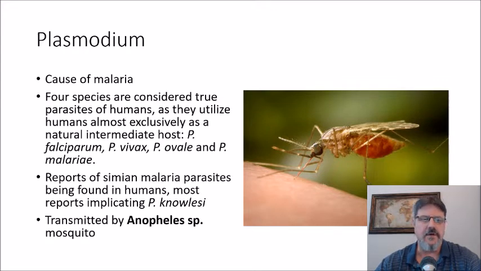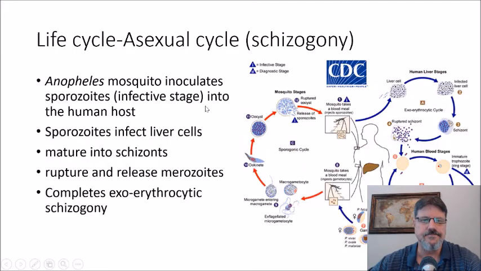Then there are other simian malarial parasites that have been found in humans that cause disease. And we see a good amount of this out of the Malaysia area with a parasite known as Plasmodium knowlesii. We often call it in the media the monkey malaria. The Plasmodium species are transmitted by the female Anopheles mosquito.